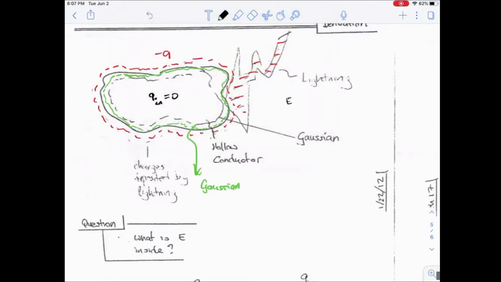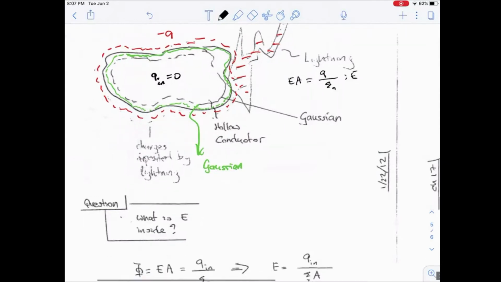All right, so the strength of the electric field intercepted by this area, this is your total area. So solve for the strength of the electric field on the inside. This is the net charge on the inside, and the net charge on the inside is 0. If the net charge on the inside is 0, the electric field on the inside is going to be 0.